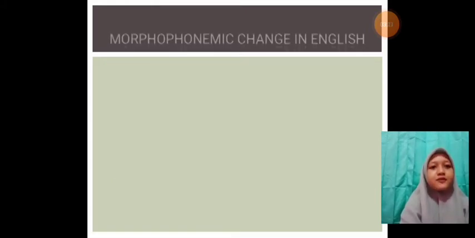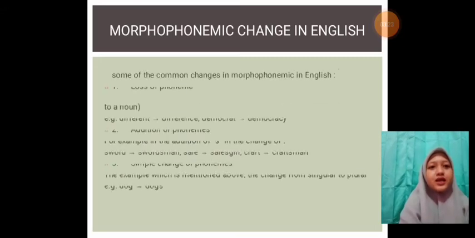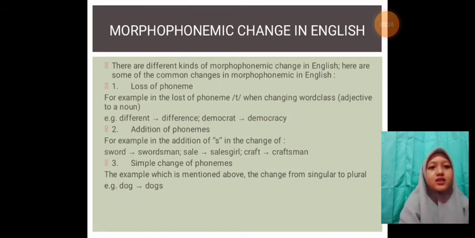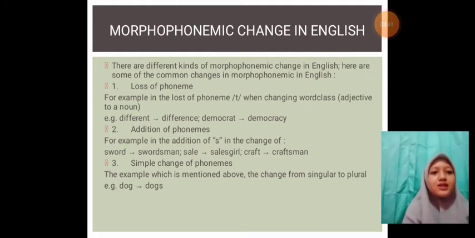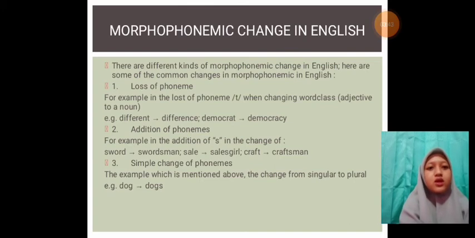Okay, next, morphophonemic changes in English. There are different kinds of morphophonemic change in English. Here are some of the common changes. The first, loss of phoneme. For example, when changing a word class from adjective to noun, different becomes difference, democrat becomes democracy.